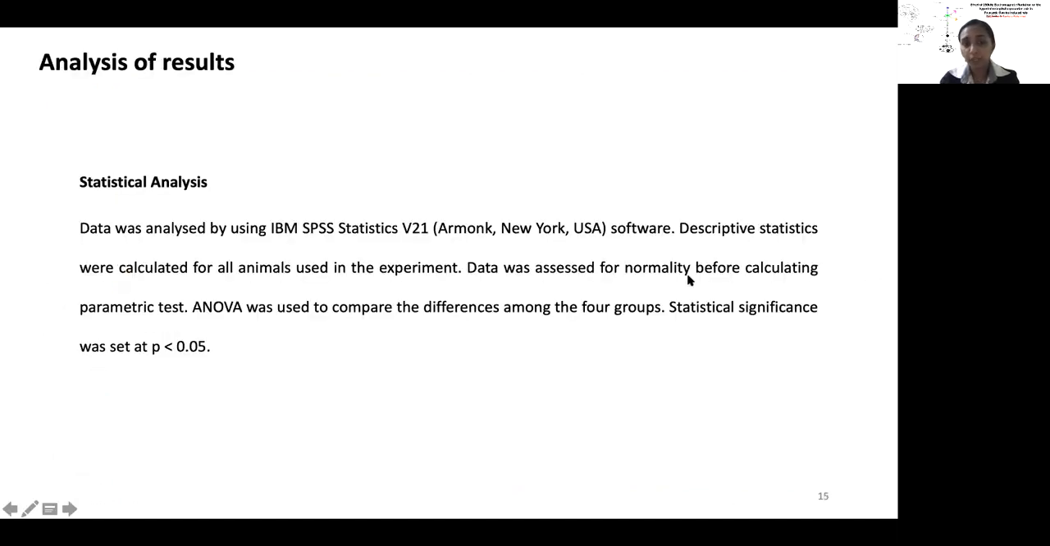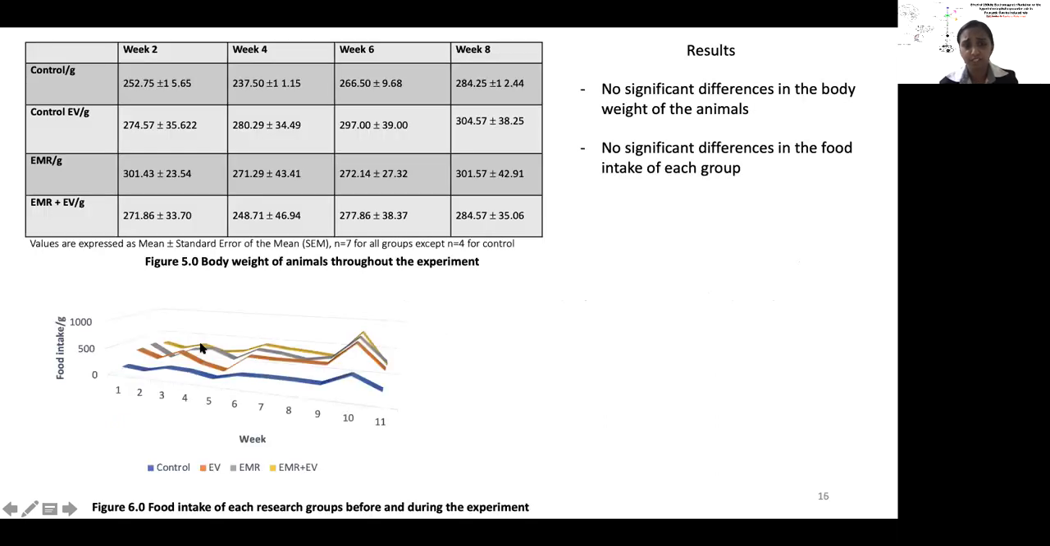For the results that we obtained, we used SPSS for analysis and ANOVA, since we were dealing with four groups, to compare them, and significance was determined at the 95% confidence interval. In terms of our results, we also looked at the food intake, right? We did not find any significant difference in the food intake of each group.